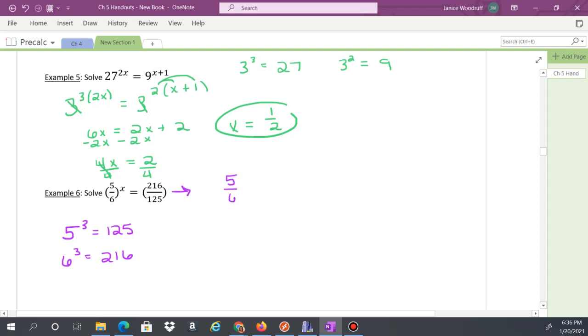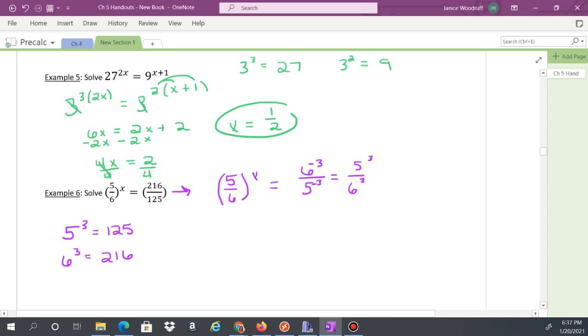You've got 5/6 to the x equals, let's see, 216 is 6 cubed, and 125 is 5 cubed. The problem here is the bases still are not the same. How did they get switched like that? Do you guys remember exponent rules, how they would switch? It would be a negative exponent. So if I did 6 to the negative 3 and 5 to the negative 3, then I could switch this, right? So this would become a 5 cubed up here and a 6 cubed up here.